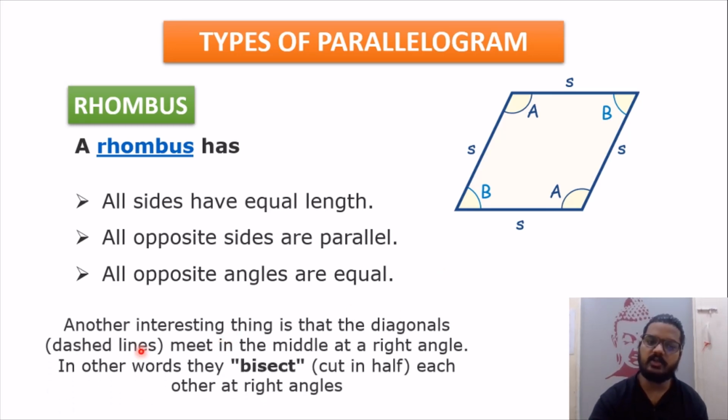Now one important thing to remember: whenever you draw the diagonals in a rhombus, you will find they always bisect each other. Bisect means they will make a 90-degree angle with each other. So this is what you have to remember as a note, that whenever you draw the diagonals in a rhombus, they always bisect each other and form a right angle.